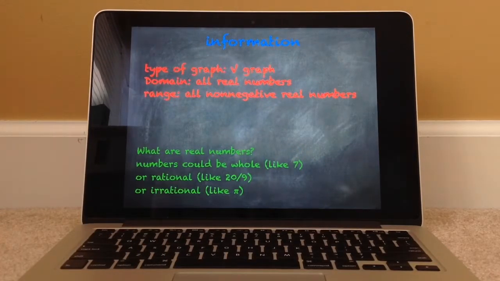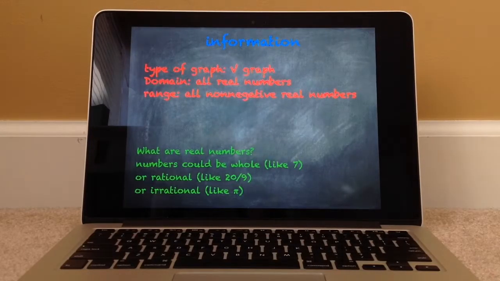Here's just a little bit of information about absolute value function. The type of graph that absolute value function is a V graph, meaning that it is shaped in a V. The domain is made up of all real numbers. And a question you may be asking yourself right now is, what are all real numbers? Well, the numbers could be whole numbers like 7, or rational like 20 over 9, or irrational like pi.